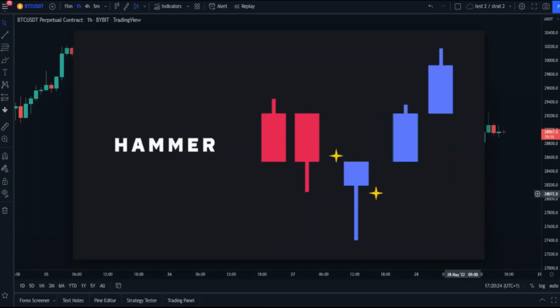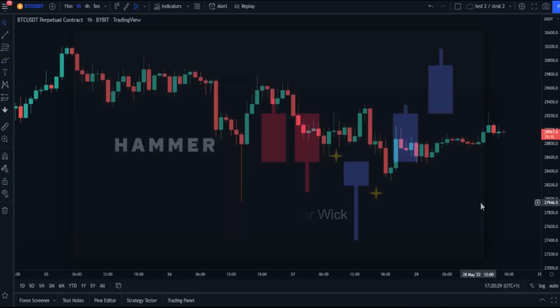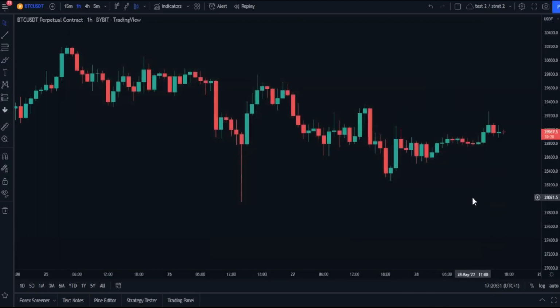Hammer. Hammer is a bullish reversal candlestick pattern that occurs at the bottom of a downtrend. This bullish candlestick pattern is formed when the open and low prices are almost the same. This pattern should consist of a lower shadow, which is twice as long as the real body. After knowing the simple information about the hammer candle, let's see this on the real chart.